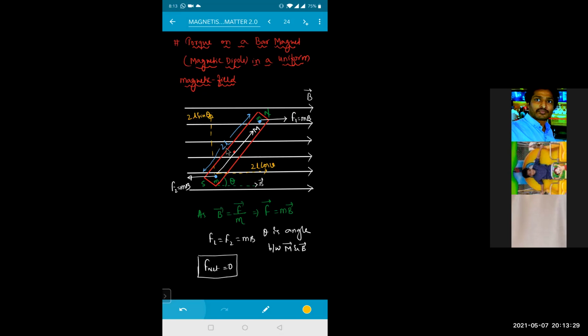From the center to this distance will be equal to l. From this center to this end, the distance is l. If I'm talking only about the distance l, this l will be making an angle theta with respect to this line, so that will be l cos theta and l sin theta. The 2l was for the total bar magnet that I have taken.